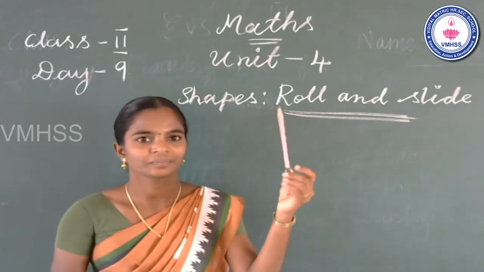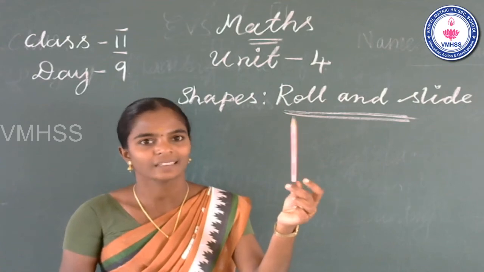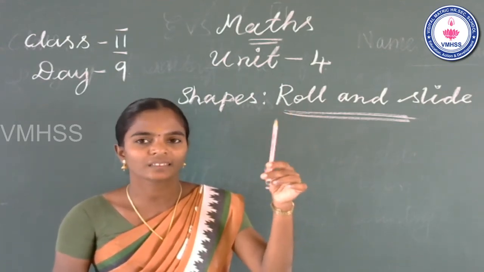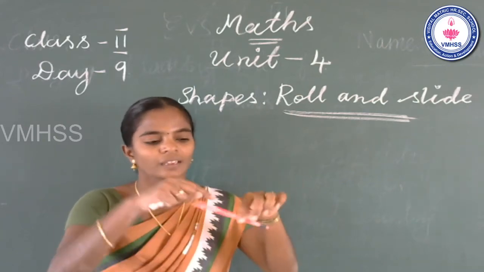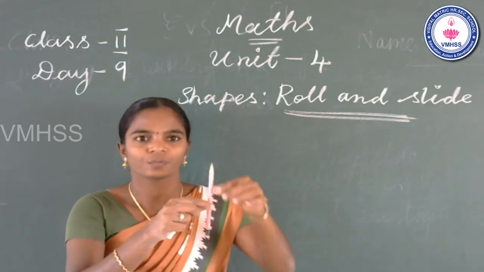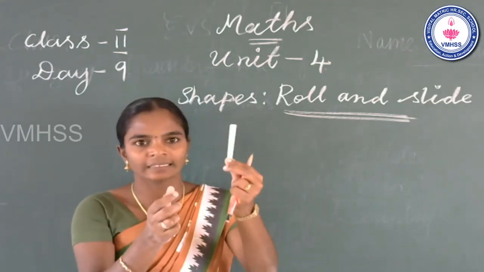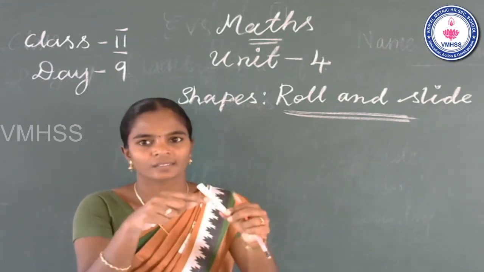What is this? Pencil. What is the shape? Very good, cylinder. So this face is a curved face. Next, this cylinder shape. This face is also a curved face.